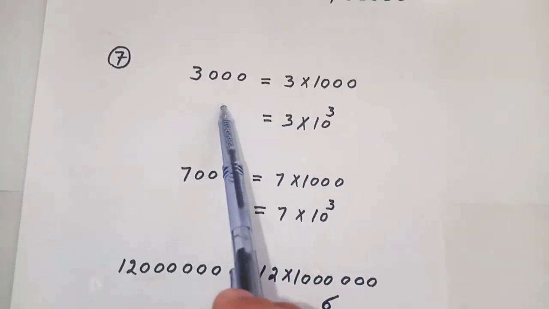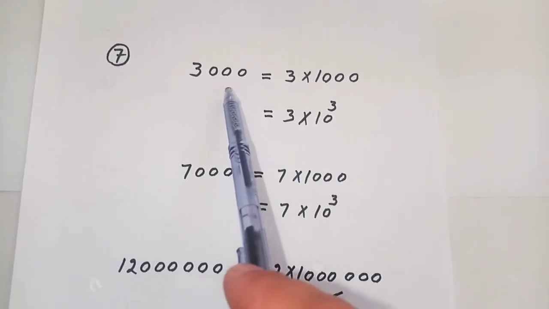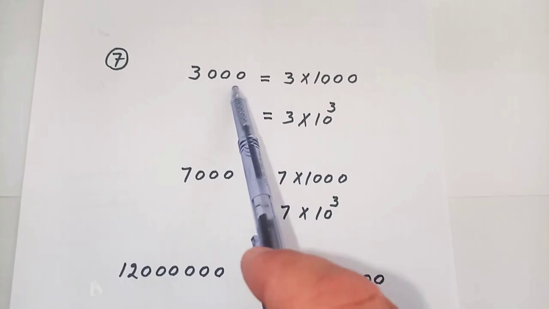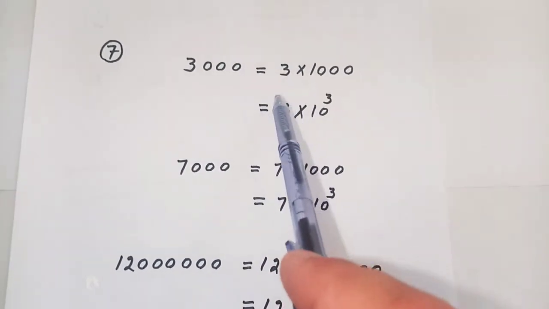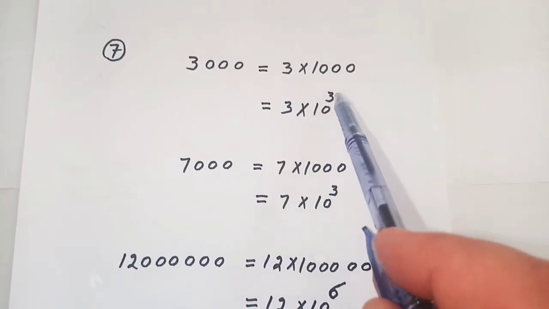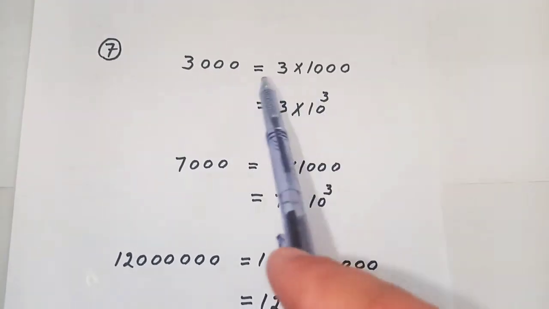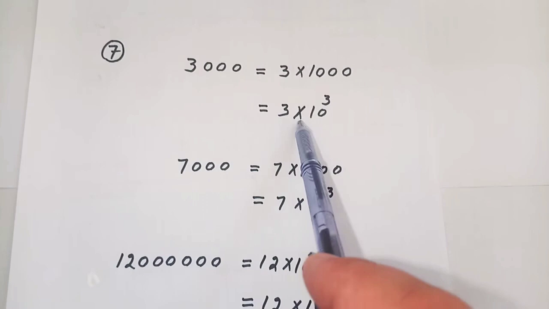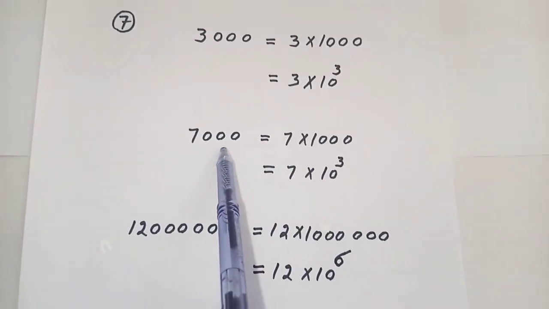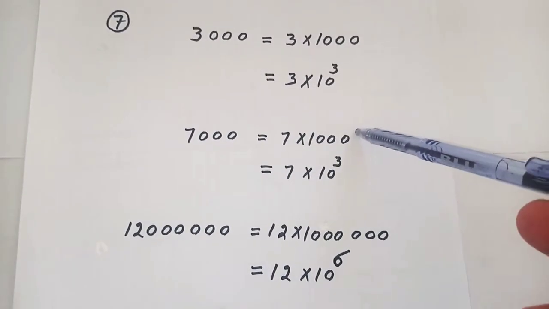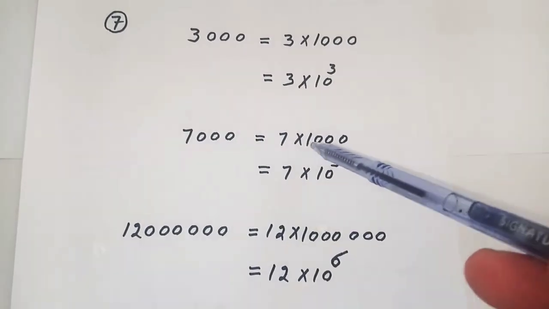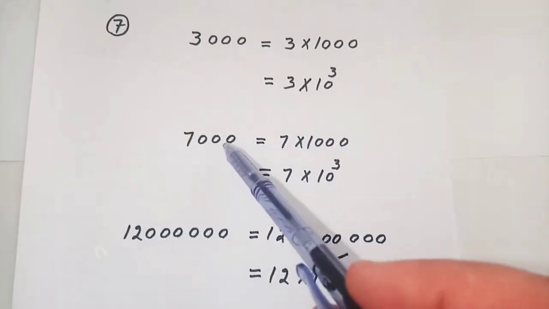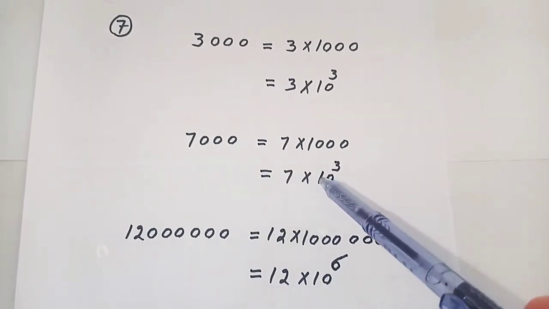Here is the number 3000. We write it as 3 multiplied by 1000. We can write this number as this. 3 is written here and 1000 is written in the form of 10 power 3. So this number can be written as this number. Also 7000, we can write it like this: 7 into 1000, and 7 is written here, 1000 is written as 10 power 3. So this number can be written as this.